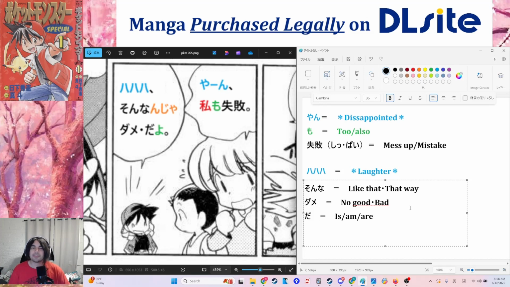But this is the first time we've actually seen it in the manga, so now we're going to add it to our word list officially. So "is no good" or "is bad" is the way that dameda is going to present itself.